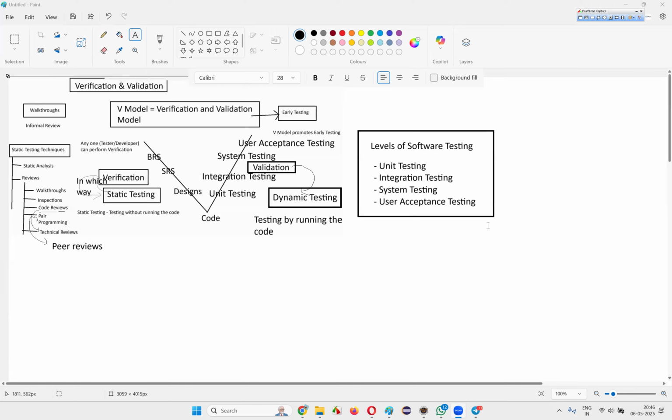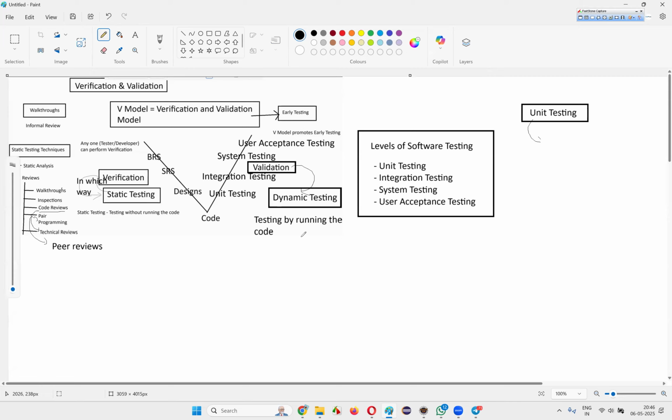Fine, all good. So what is the first level of software testing? Type in the chat box. Yes, unit testing, right? Let me explain unit testing first. Unit testing is the first level of software testing.